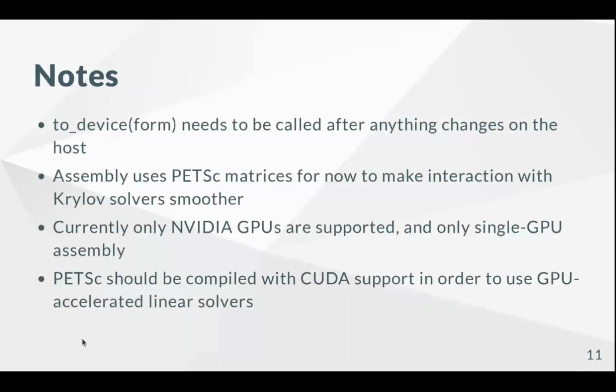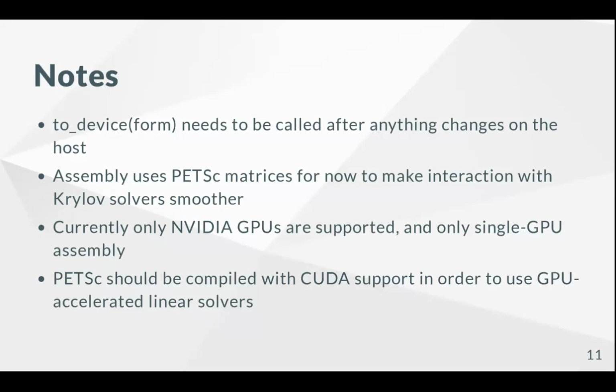A couple notes, if you're doing an implicit method or anything where you need reassembly, you should call toDevice each time you update data on the CPU. And FEniCSx is moving away from PETSc, so we're hoping to remove explicit reliance on PETSc in this CUDA edition. But for now, it was easy, so we used that.